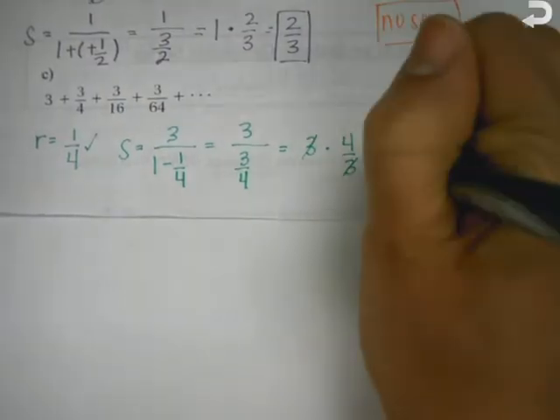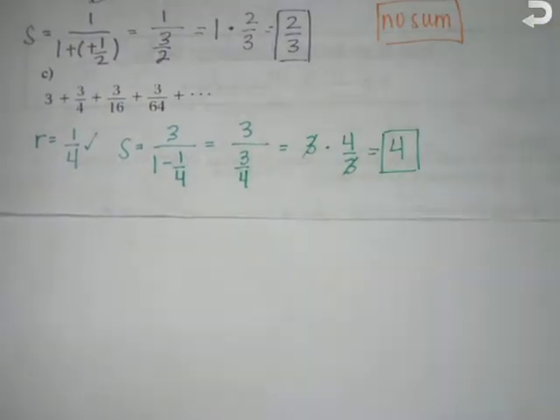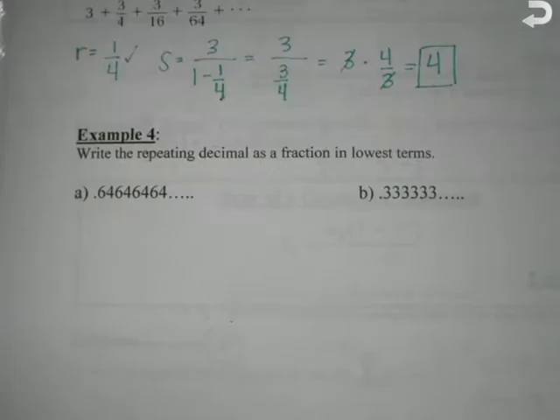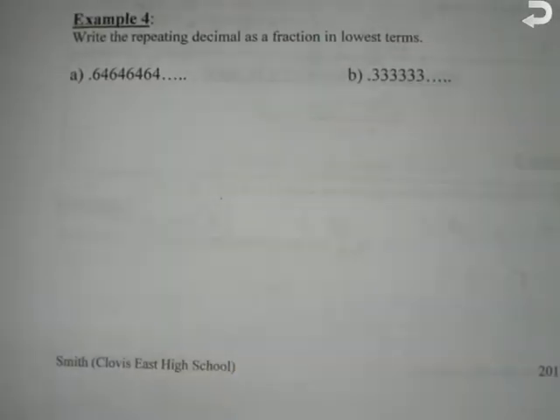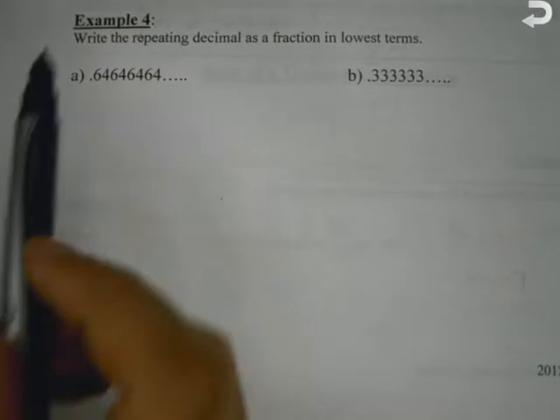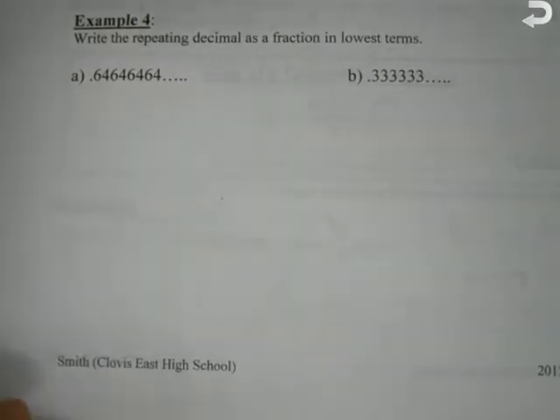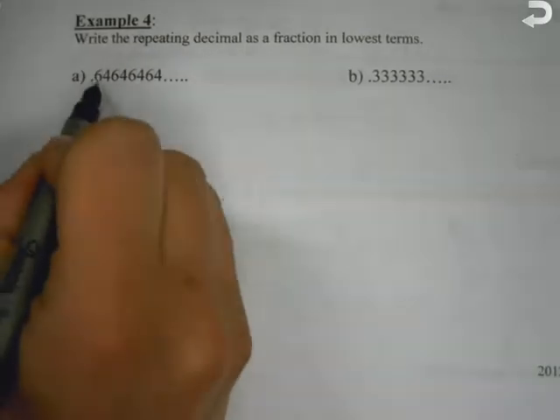Do you guys remember repeating decimals? You can write the number with the line over it. We can actually take a repeating decimal and write it as a fraction using sums, because a repeating decimal is really just an infinite geometric series. Let's think about it. What number is being repeated right here? 64, right? This part right here, and then it just keeps going over and over.